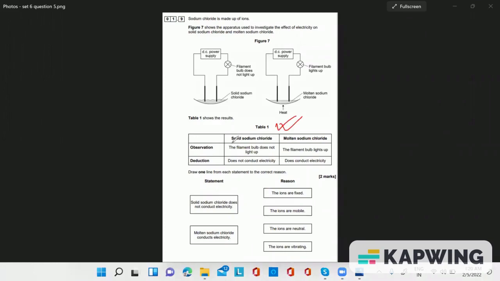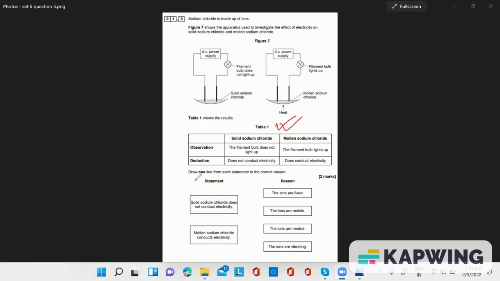Observation 1 is solid sodium chloride. Over here we can see both the setups are being used to check whether the bulb is glowing or not. With solid sodium chloride, the bulb is not glowing, and thus no current is being conducted to light up the filament of the bulb. But with molten sodium chloride, the filament bulb has lit up, and it means that the liquid is conducting some electricity.